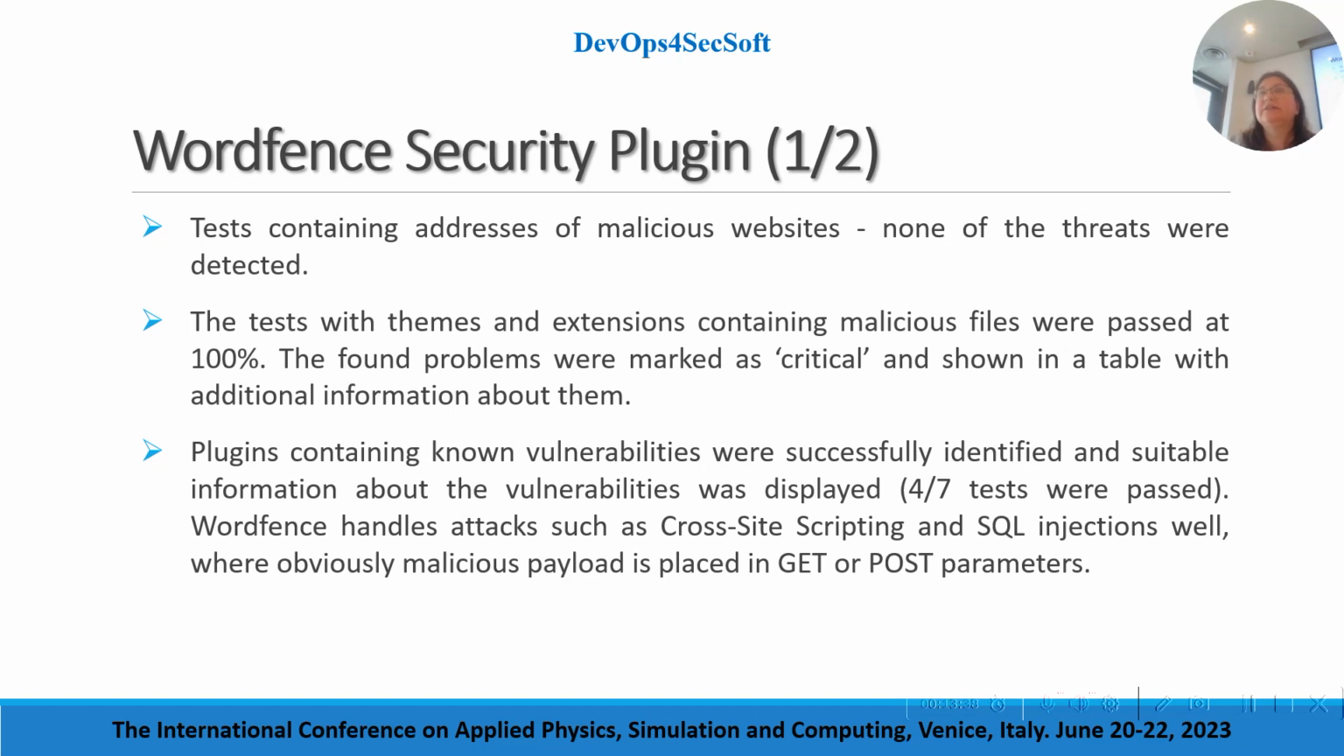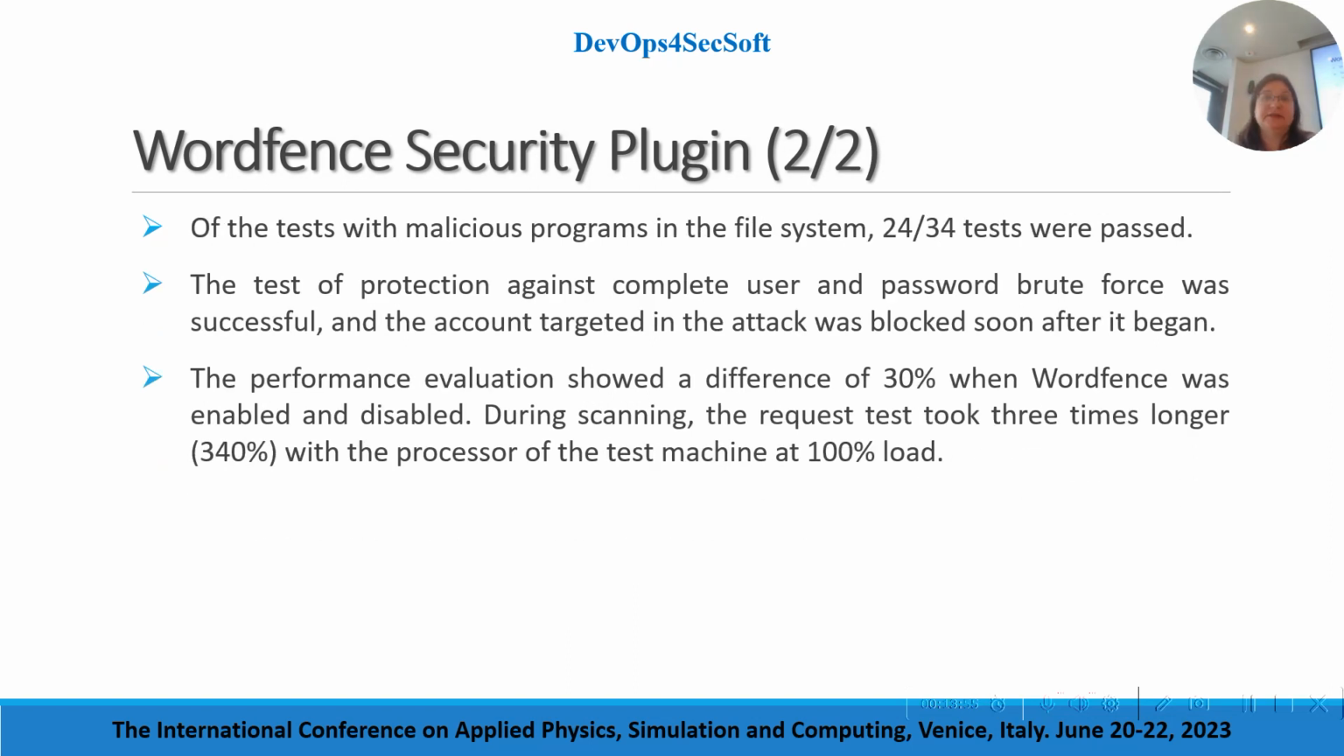The WordPress handles attacks such as cross-site scripting, which you see is the biggest percent in the research. It is found in these systems, SQL injection as well, where obviously malicious payload is placed in the GET and POST parameters. Also, of the tests with the malicious programs in the file systems, 24 from 34 tests were passed. The test of the protections against complete user and password brute force was successful, and the account already in the attack was blocked soon after it began.